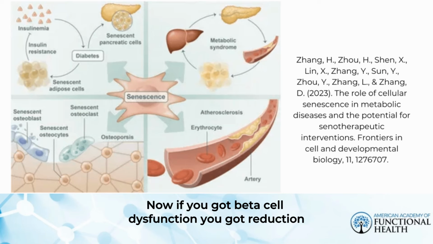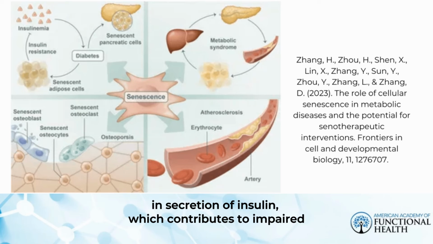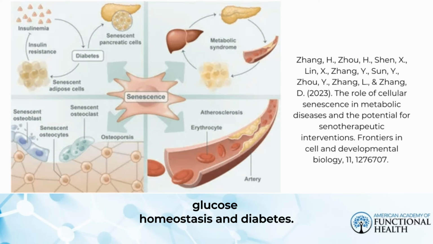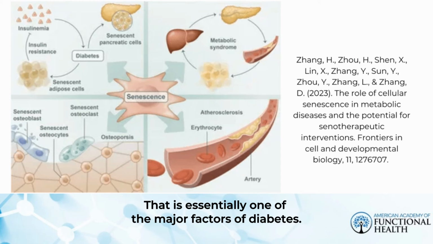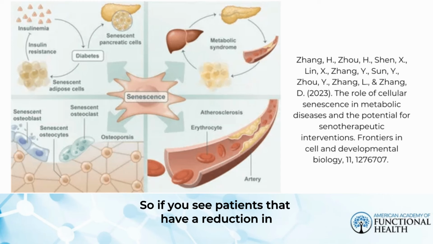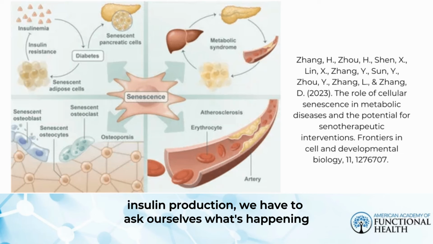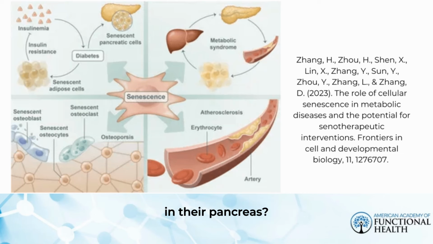Now, if you've got beta cell dysfunction, you've got reduction in secretion of insulin, which contributes to impaired glucose homeostasis and diabetes. That's essentially one of the major factors of diabetes, right? Less insulin. So if you see patients that have a reduction in insulin production, we have to ask ourselves, what's happening in their pancreas?